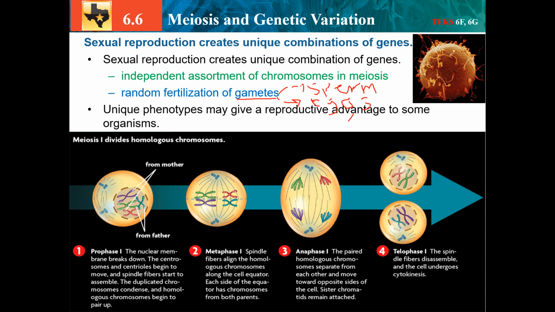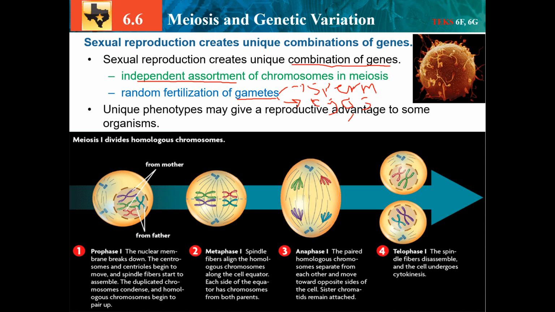Okay. During sexual reproduction, you create unique combinations of genes, and you do this through two main ways. The first way is what's known as independent assortment. So independent assortment, well, before we talk about independent assortment, let me review the stages of meiosis.